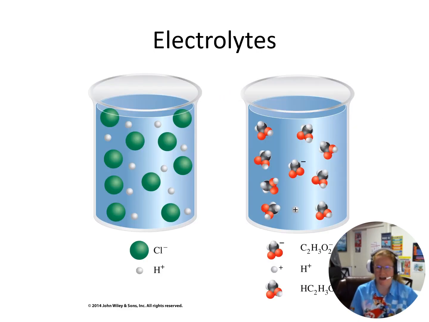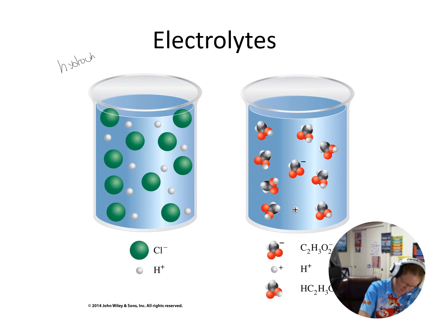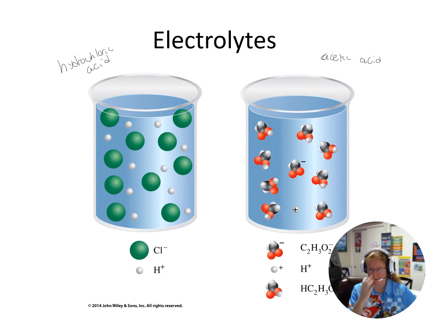Okay, and so here I have two solutions. I have a hydrochloric acid solution and I have an acetic acid solution. Okay, so this one, the HCl, this is hydrochloric acid. This one's acetic acid. Okay, hydrochloric acid is a strong acid, acetic acid is a weak acid. So looking at these pictures here and knowing that hydrochloric acid's a strong acid and acetic acid's a weak acid, which one's the better electrolyte? The hydrochloric acid.